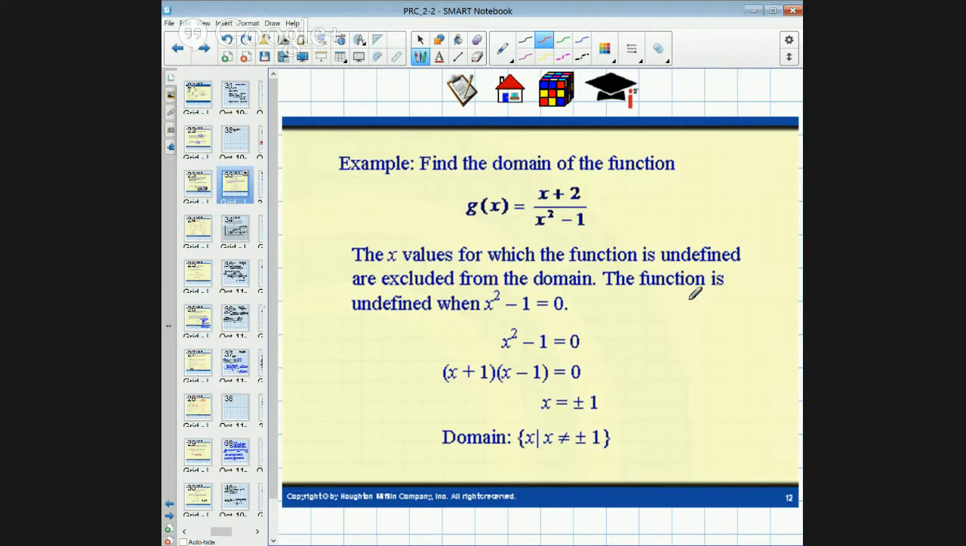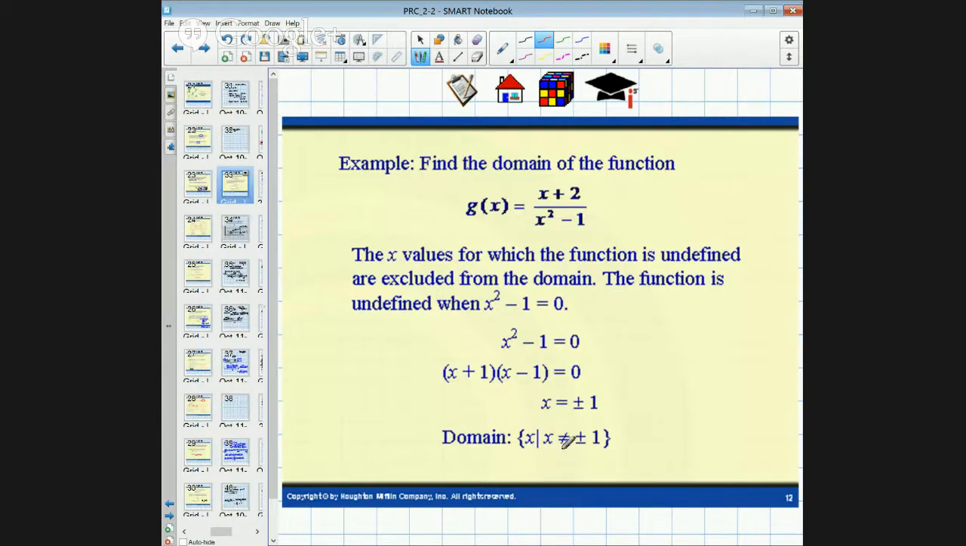How about, what's the domain of this one? Is there anything that would cause the denominator to be illegal? Well, you know the only thing you can't divide by is 0, right? So is there anything that would cause this denominator here to be 0? Well, let's find out. Take the denominator and set it equal to 0. Oh yeah, there's two things that would make that come out to 0. 1 and negative 1.